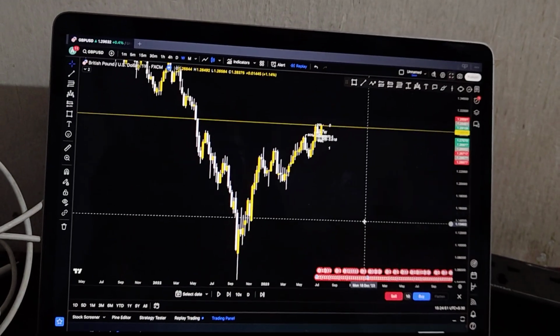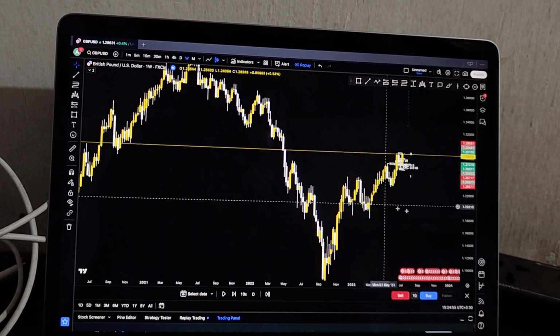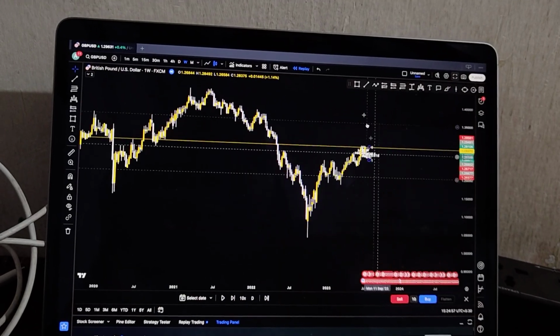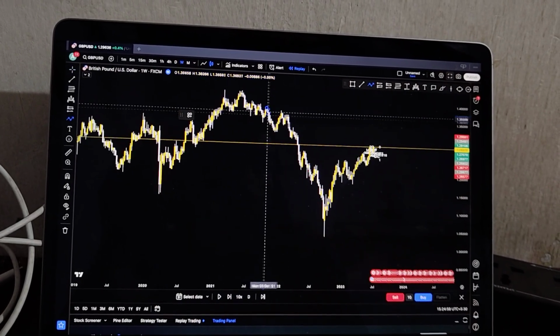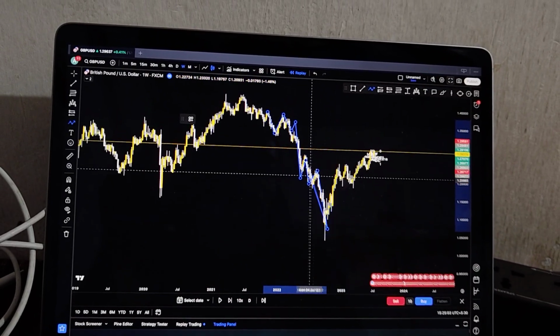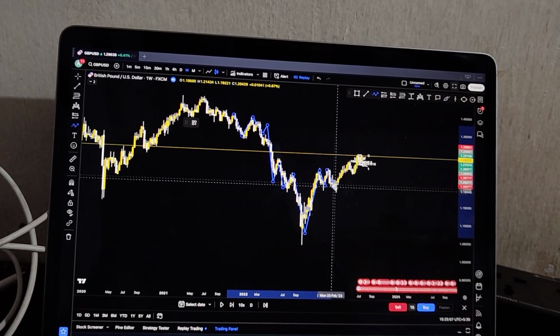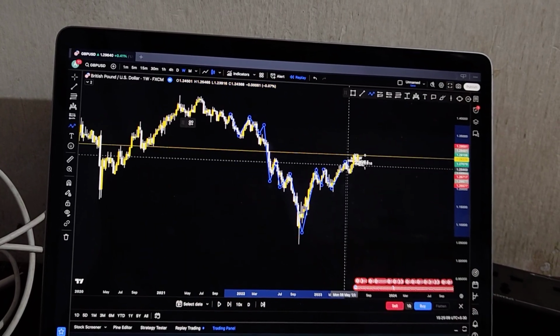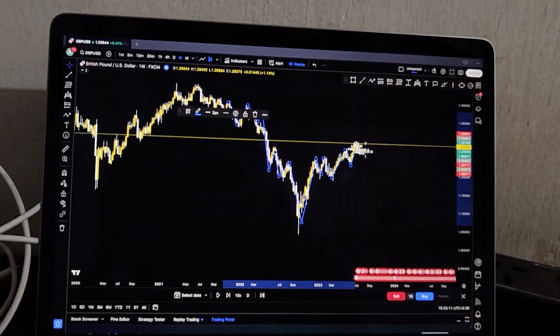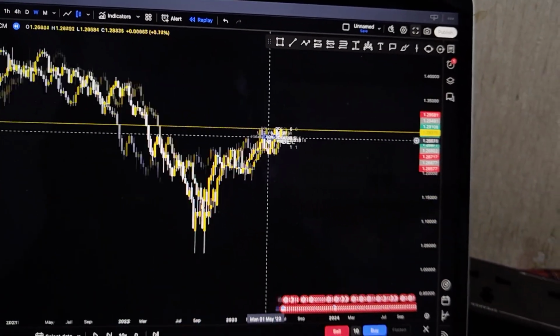Higher time frame is the most important thing in this strategy. As you can see in the weekly time frame, when we have a quick overlook of the market, it was trending down, making lower highs and lower lows. Here it changed character to the upside, making higher highs, higher lows, higher highs, higher lows, higher highs. Here we can clearly see the market's bullish.